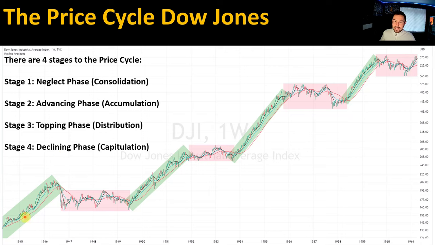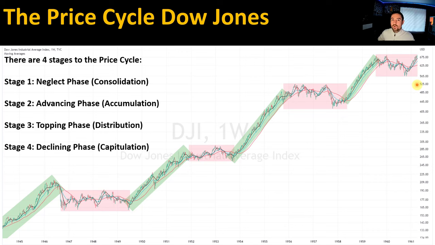So this here is a weekly chart of the Dow Jones, just to give you an idea of these phases. And we're going to be going through some individual stocks more recently, so you can get a very good understanding of the price cycle, the different stages, and the transition criteria as well. So you can clearly see the cyclical nature to the Dow Jones here, okay? You can see that there's an advancing phase, then there's a topping phase, there's a capitulation phase, and then there's accumulation, and then we're moving back up here. So you can see they're just ebbing and flowing from stage one, stage two, stage three, stage four, stage one, stage two, stage three, stage four, and so on and so forth, right?